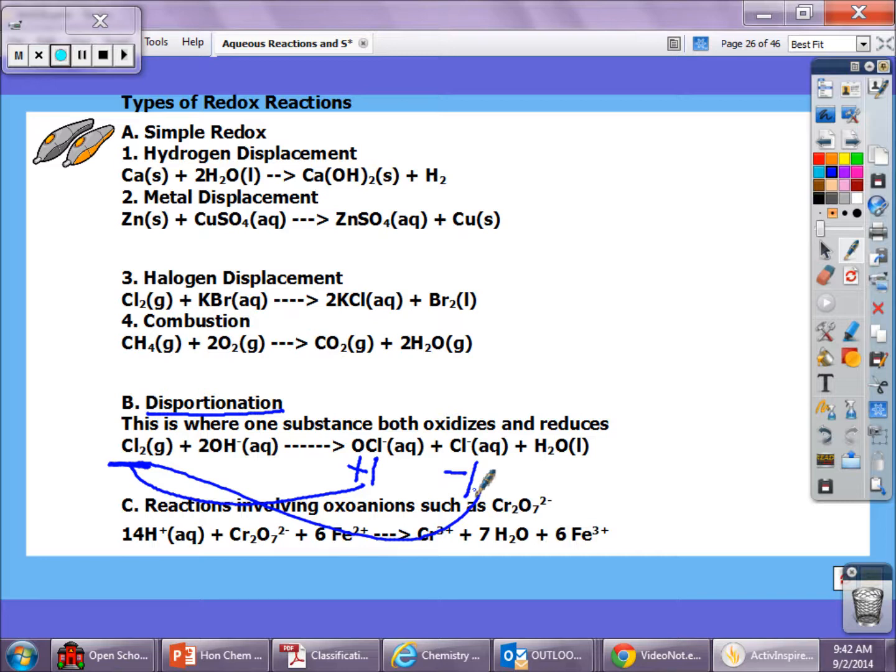Disproportionation reaction. And then the last example is reactions involving oxyanions such as dichromate. So in the dichromate, the chromium has been reduced to Cr3+. So this is another redox.